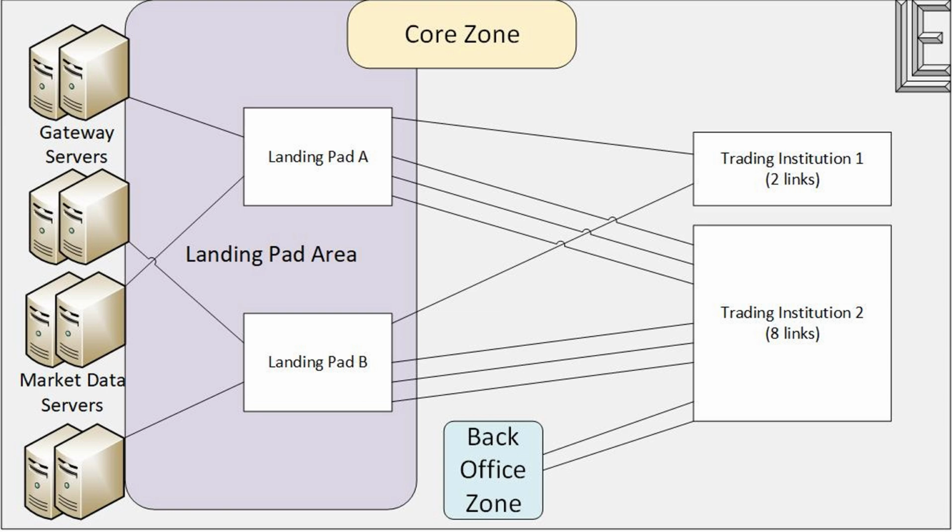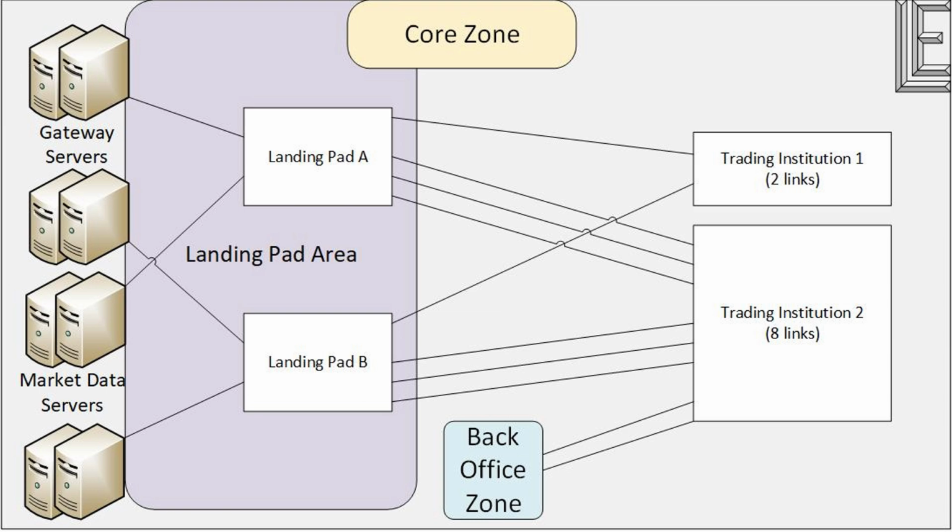There are two landing pads for resilience, and there should be no direct interconnectivity between them. You don't want to be in a situation where a BGP or spanning tree failure could take out both pads. As a minimum, a trading institution should have two links, one to each landing pad. These links would have to carry all traffic relating to that trading institution. There are three types of traffic that we need to consider.